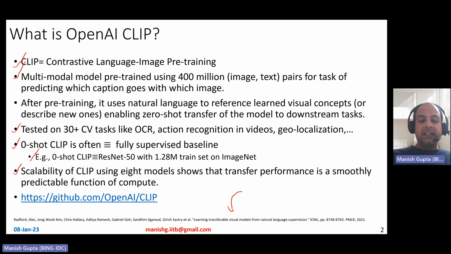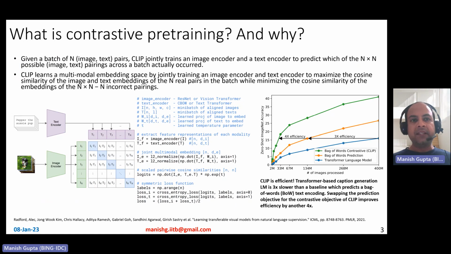Clip has eight different clip models, and scalability basically shows that transfer performance is a smooth, predictable function of compute. So the performance just keeps improving as you increase the compute and train the larger of the eight trained clip models. Okay. The clip models are actually available, so you can read more about them on github.com/OpenAI/clip. So clip involves contrastive pre-training.